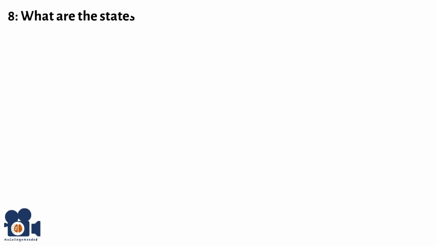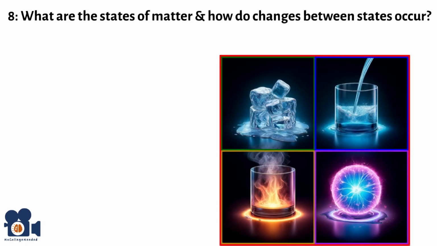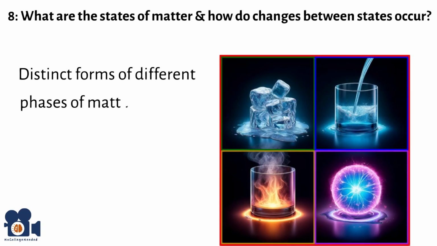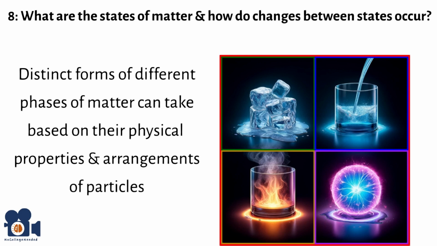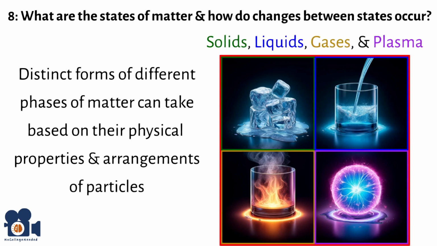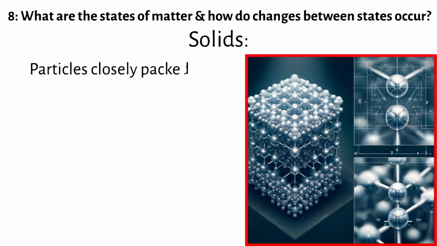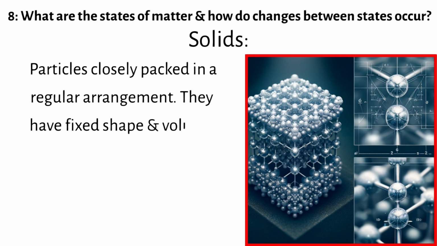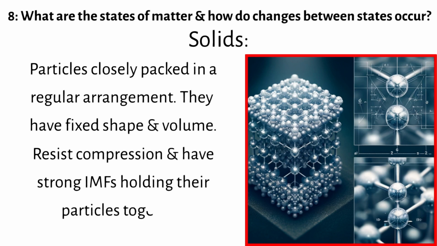Number 8. What are the states of matter and how do changes between states occur? The states of matter are the distinct forms that different phases of matter can take based on their physical properties and arrangements of particles. The most common states of matter are solids, liquids, gases, and plasma. In a solid, particles are closely packed together in a regular arrangement. They have a fixed shape and volume. Solids resist compression and have strong intermolecular forces holding their particles together.